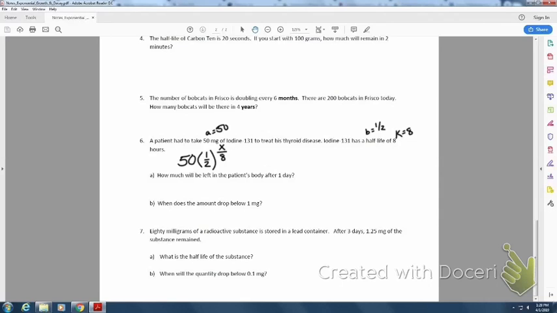All right, 90% of the time you're going to put X in for time, because that's usually what you're going to ask. Isn't the time 24 hours? Yes. So now on A, I'm going to take that equation, and it says how much will be left after 1 day. So how many hours are in a day? 24. So I'm going to put 24 over 8. Throw that in the calculator, see what you get.